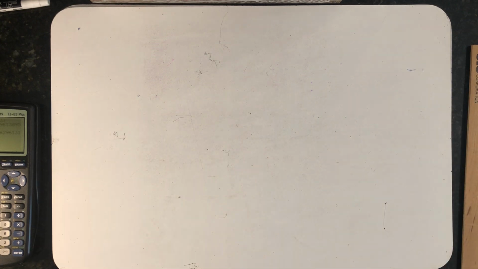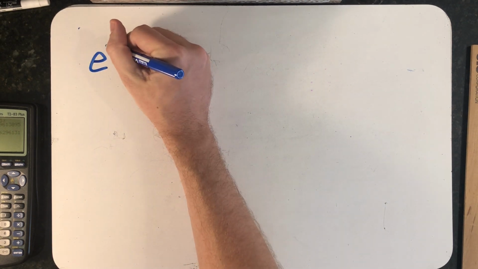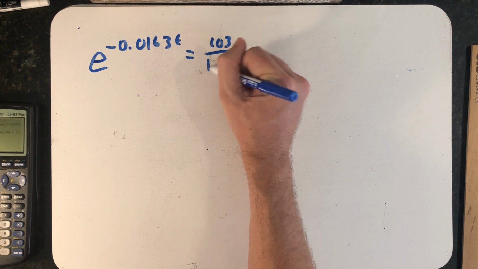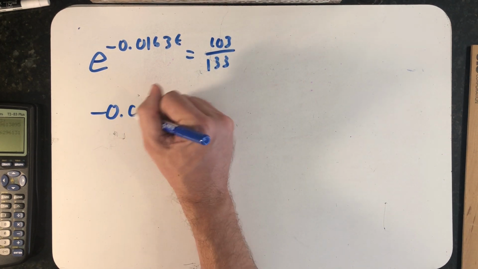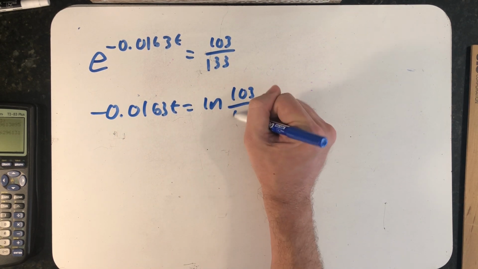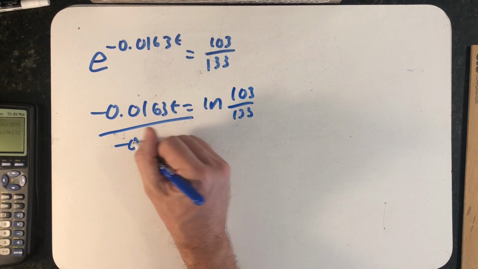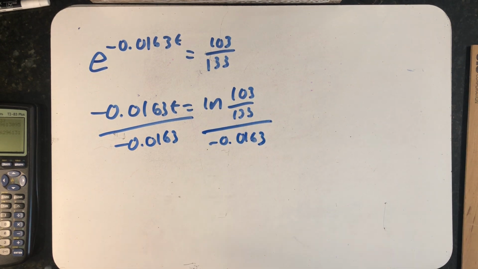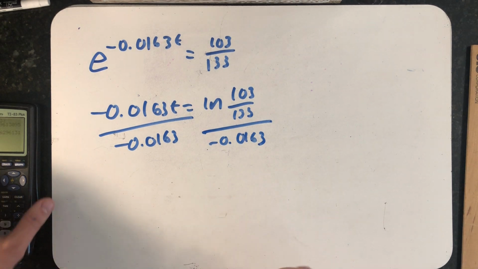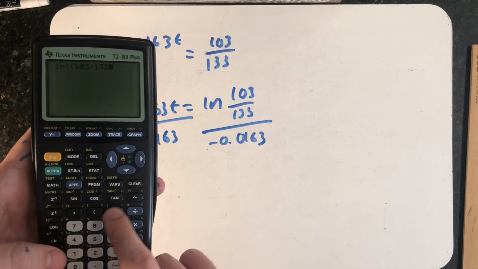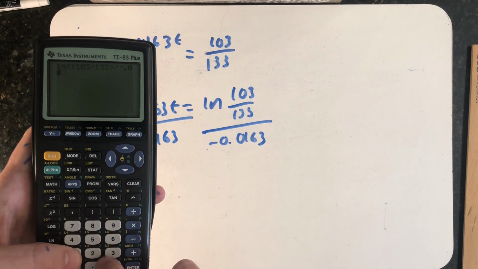That last equation we had written down would have been e raised to minus 0.0163t is equal to 103 over 133. Rewrite this as a logarithm to get the exponential by itself. Divide by that value of k. And this time we'll see if I can type everything in correctly the first time. So the natural log of 103 over 133 divided by minus 0.0163.